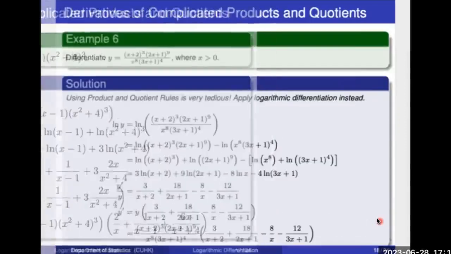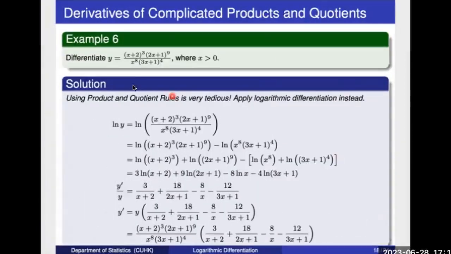On screen you can see another example where we are asked to differentiate y equals x plus 2 raised to the power 3 times 2x plus 1 raised to the power 9, divided by x raised to the power 8 times 3x plus 1 raised to the power 4, where x is greater than 0. Note that using product and quotient rules is very tedious. Apply logarithmic differentiation instead. The solution uses logarithmic differentiation to make the process easier.